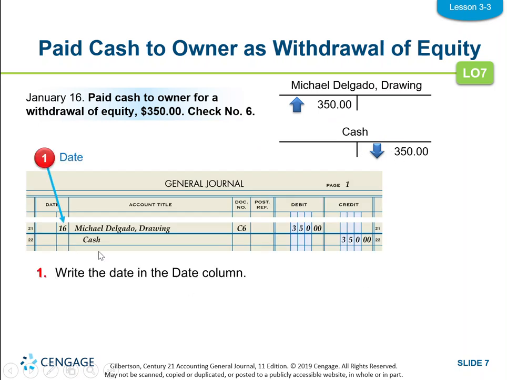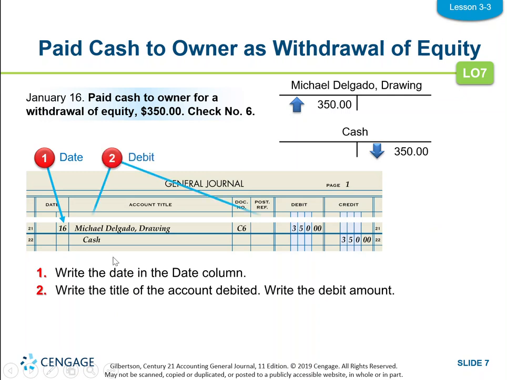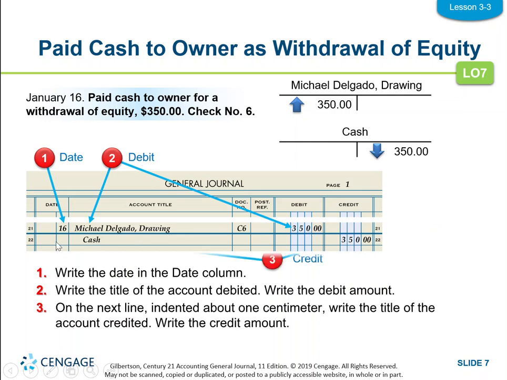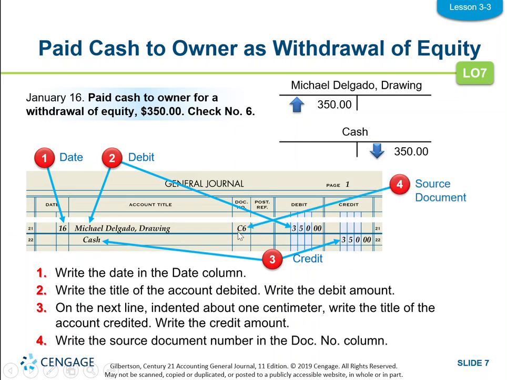So we write the date in the date column. We write the name of the account that is debited, so in this case, Michael Delgado, Drawing, and a debit for $350. Next line we indent, we put the credit title, cash, the credit amount, $350. And the last thing we do is we put the source document C6 in the document number column.